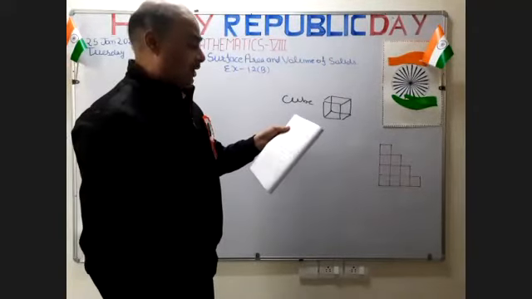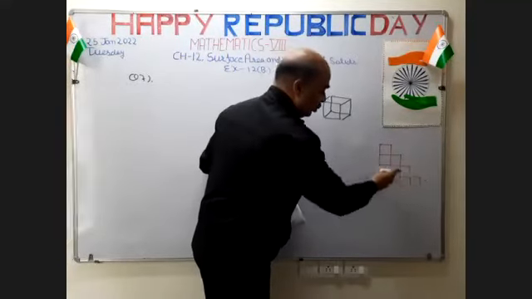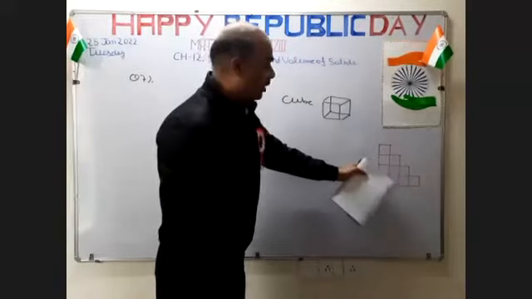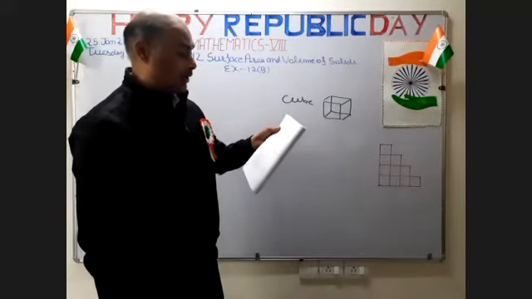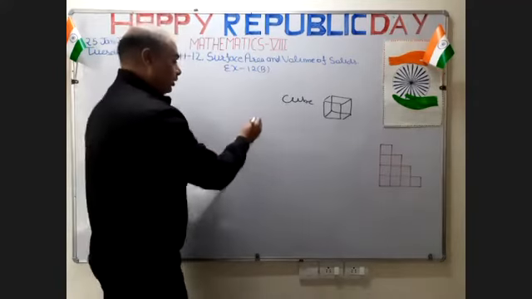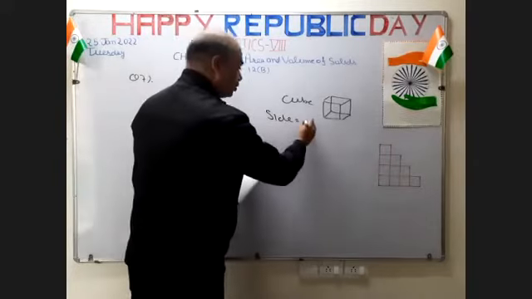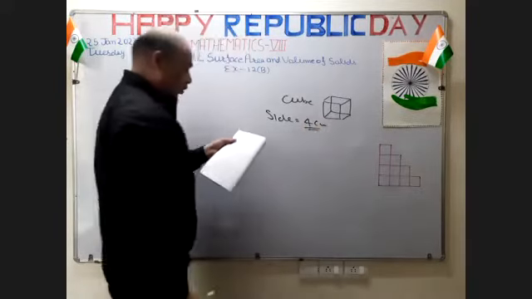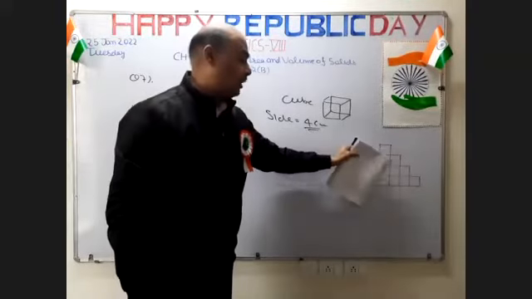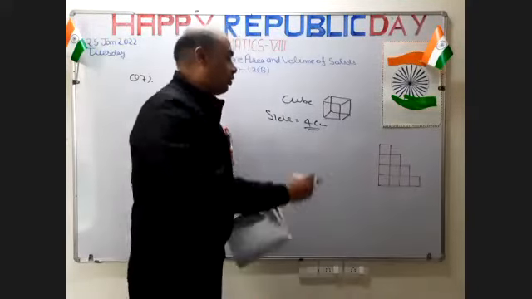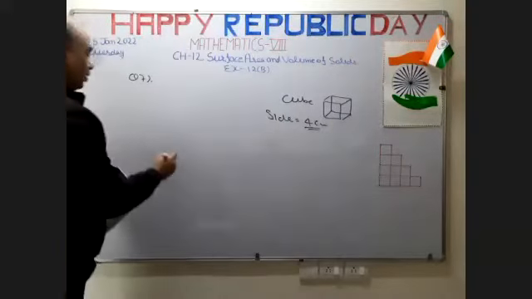And has built a structure as shown in the figure. So this is the structure made by the child. What is given? The edge of the cube is given, it means the side of the cube is given. What is the side of the cube? 4 centimeter. So what are we going to do? Find the volume of the structure. We are going to find the volume of this building. This is the building. So right here, volume of building.